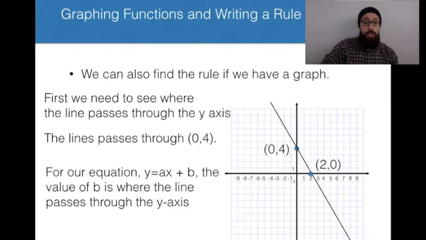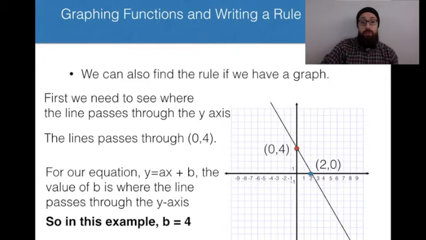So for our equation, y equals ax plus b, the value of b is where the line passes through the y-axis. So where is that? Right here. So in this example, b equals 4.